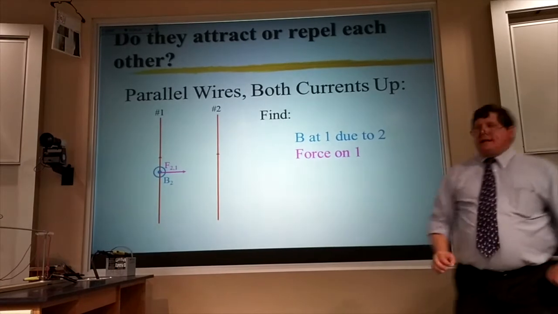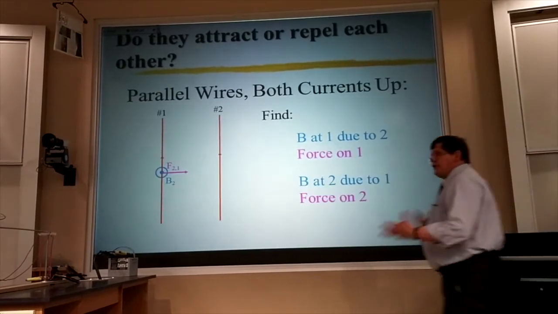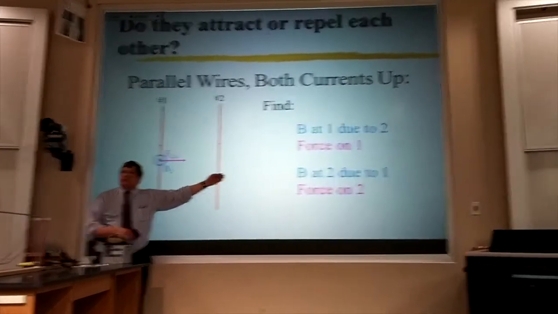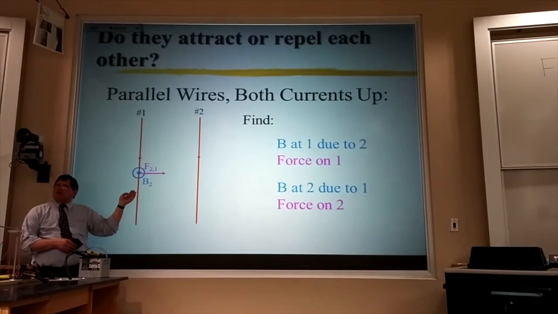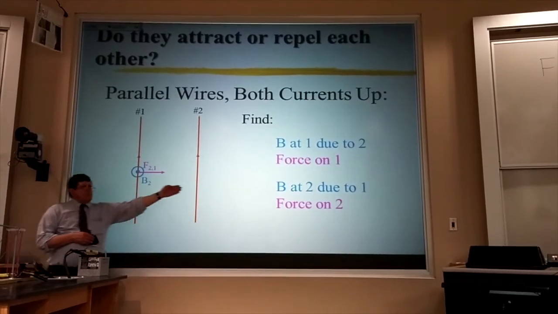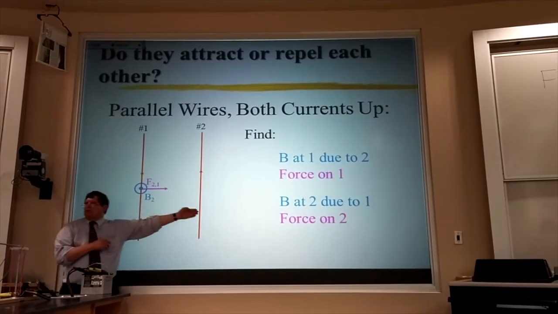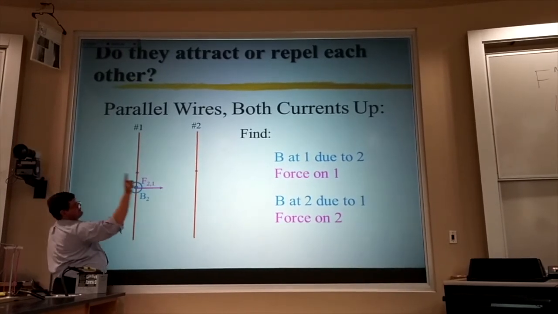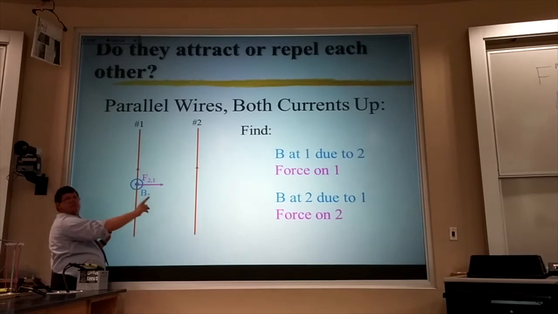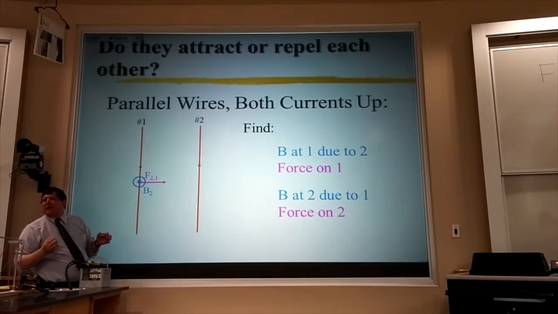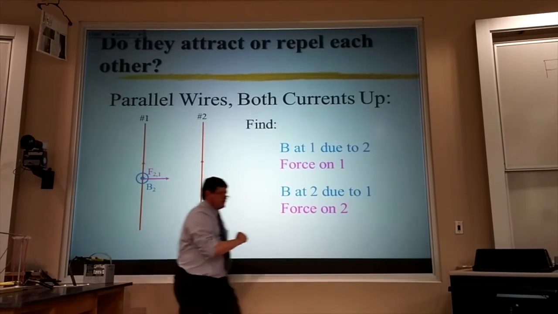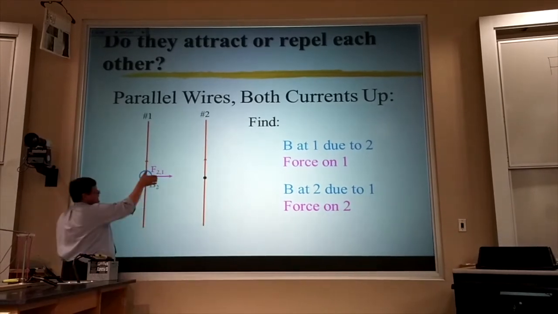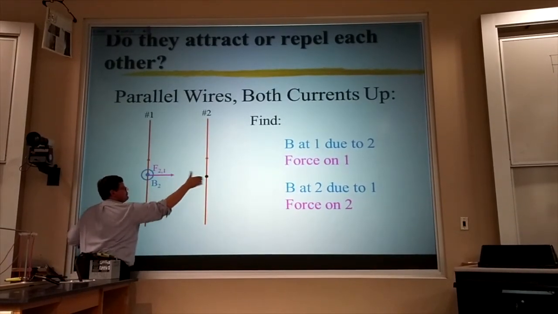Or I could start at the beginning and ask, which field do I care about? If I'm looking for the push on wire 2, I care about the field generated by wire 1. It doesn't push on itself. Wire 1 is creating the field that pushes on 2. Again, I know that this field wraps around like this. I know what it looks like everywhere in the room. But I just care over here where it's doing the pushing. Over there, by right-hand rule 2, it's going into the board.